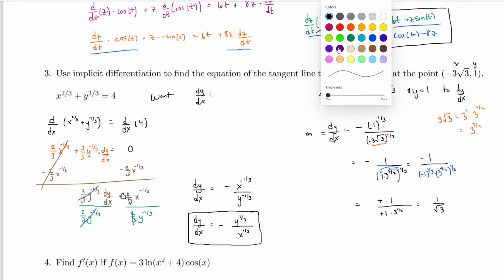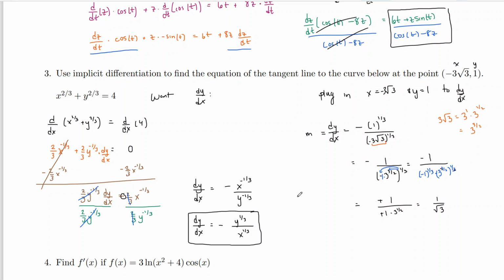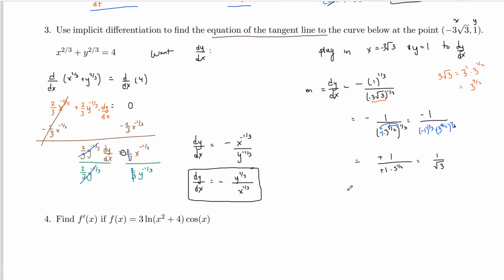But now you can simplify or get your final answer, because remember the equation of a tangent line, we use point slope form and we get y minus y1, that's 1, equals m. M is the 1 over the square root of 3, what we spent all this time doing, times x minus x1. X1 is this, because it's a double minus, we get a plus 3 times the square root of 3. And we can stop right there.